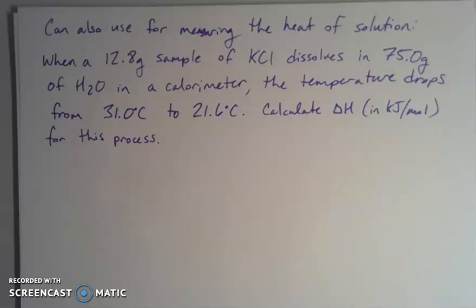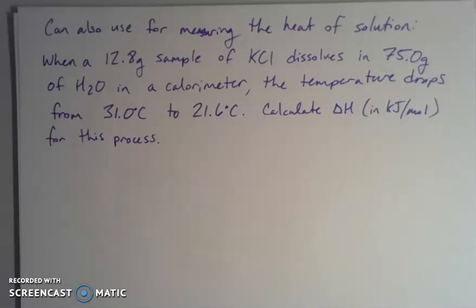It started at 31 degrees Celsius when I put the salt in, and then it decreased the temperature to 21.6 degrees Celsius. So we're going to calculate delta H, and recall that delta H is equal to Q. If we calculate Q for this, then we have our specific heat times our mass times our change in temperature. Now with solutions, especially ones of very small molar concentration, so this one's significantly smaller than a mole, then the specific heat can be the specific heat of water.